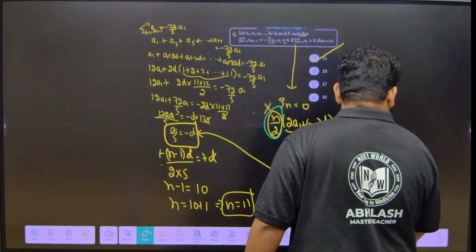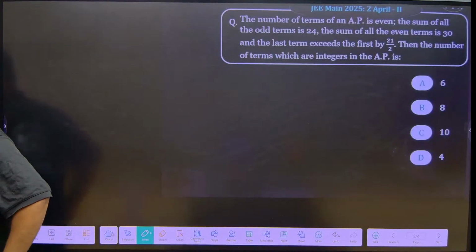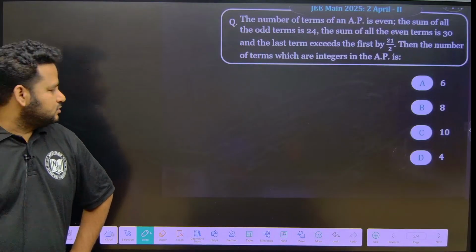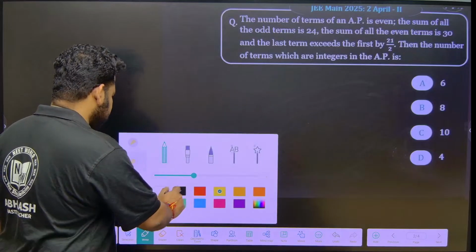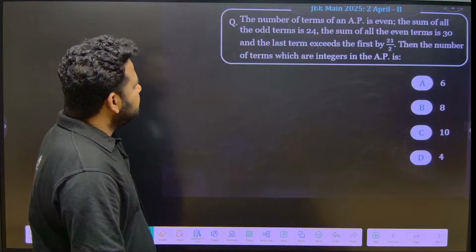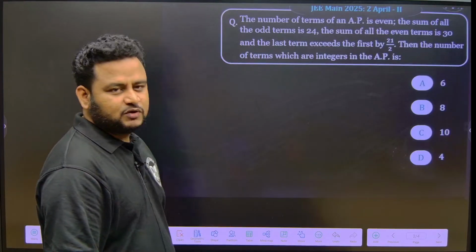I think one more question is left out here. This is the question. Have a look at this question, friends. What they are telling is the number of terms of an AP is even. Alright, fine. The number of terms of an AP is what? Even.